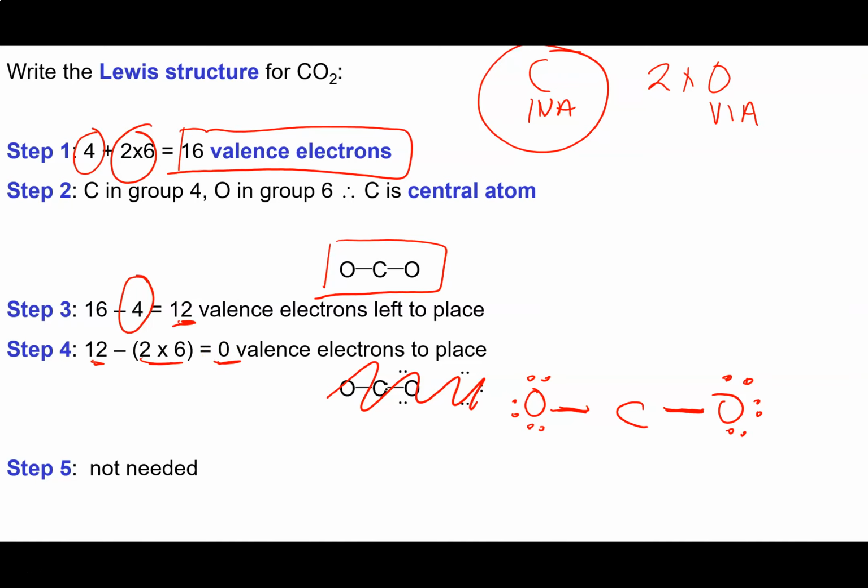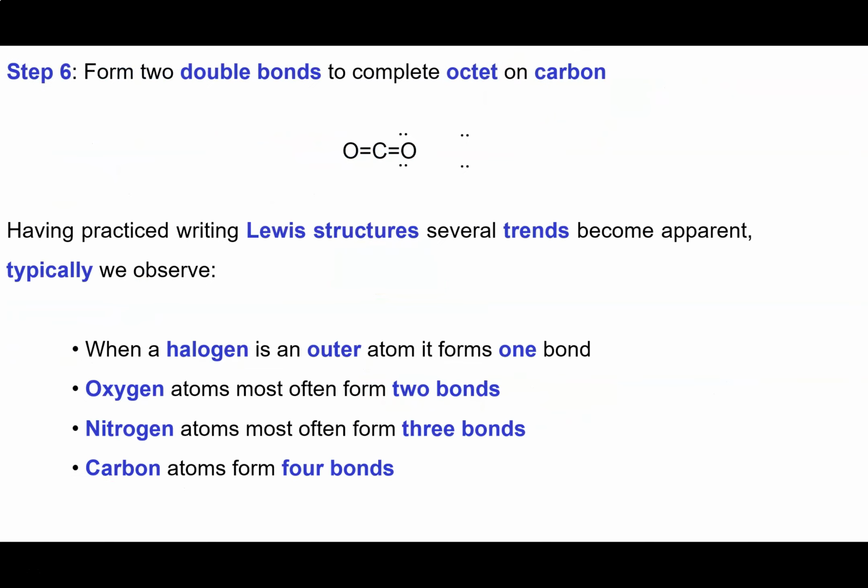So at this point, we don't need to do step 5. Step 5 was if you had any leftover electrons, we would have put those on the carbon, but we haven't got any to put on the carbon. So now we're up to step 6.